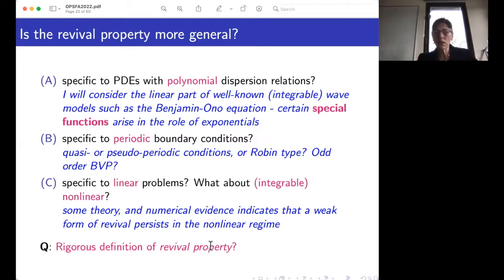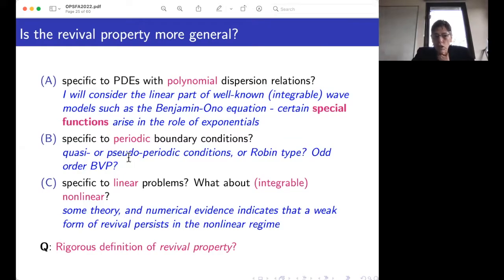So it was natural to think of other 1D integrable models that don't have a polynomial dispersion relation and look at their linear part to see whether anything happens. And that's what I will speak about. And it turns out that in that case, there is a revival phenomenon as well. And it's really captured by certain special functions, which was quite nice and unexpected for us to find.